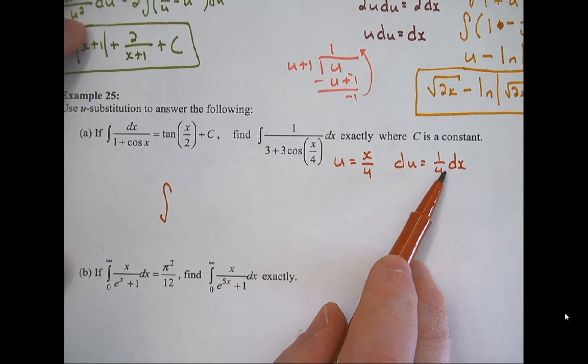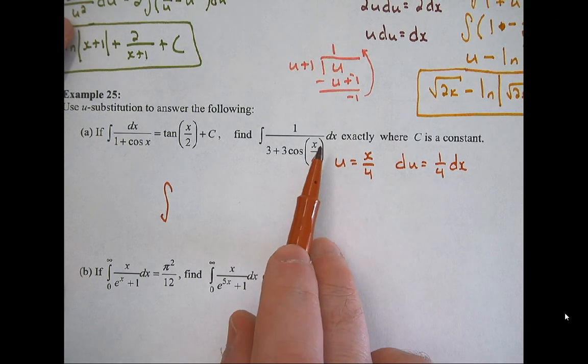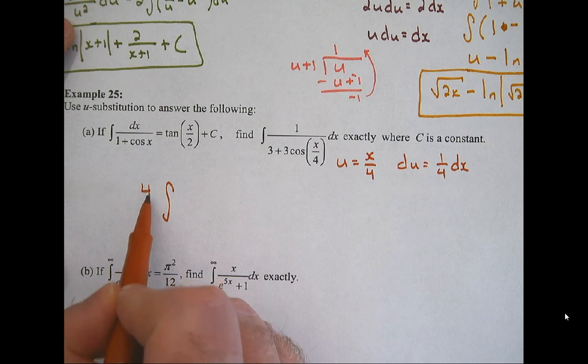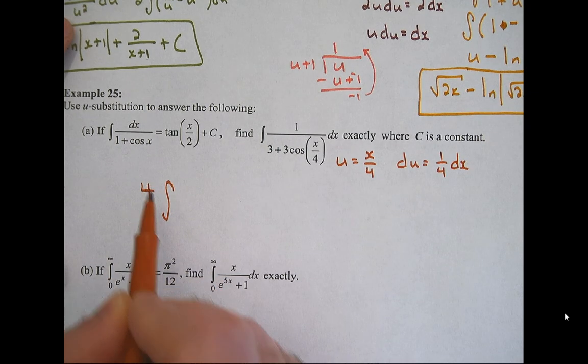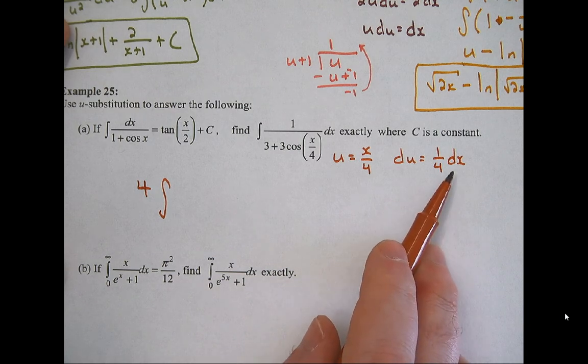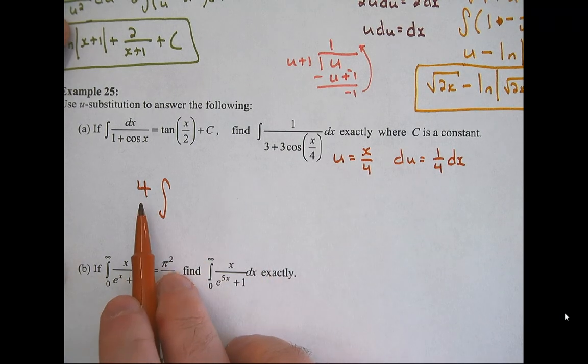This is a little bit different than what we're used to. I want there to be a 1/4. So what's the correction for a 1/4? It's a 4. So I'm going to multiply by a 4. That gives me my du, the 1/4 that I created and then I corrected.